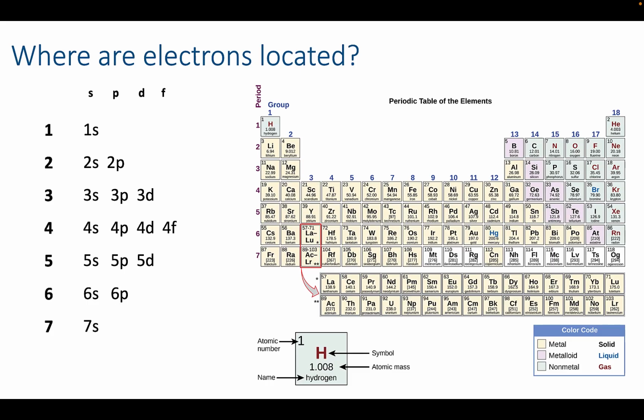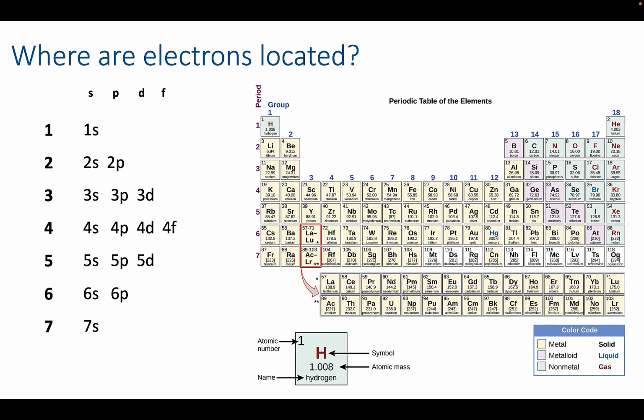And so when we look at the periodic table, the question is, when we have a given atom, where are those electrons located? And here on the left is a useful little tool for showing what order we want to fill these sublevels in.